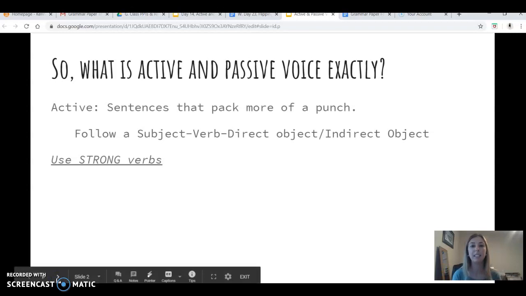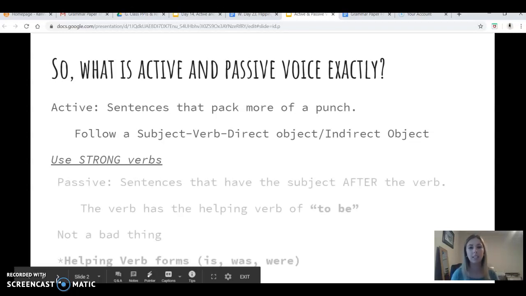So, active voice. These are sentences that pack more of a punch. They're going to be using strong verbs, and we went over what strong verbs were last week, so you should be very aware how to use strong verbs and why they are important to your writing. Active sentences follow a subject, verb, direct object, or indirect object format. That's typically how you can know that it's an active sentence being used and not passive.